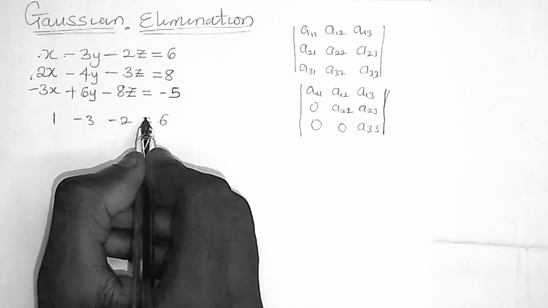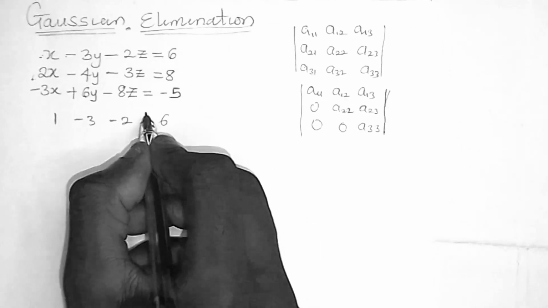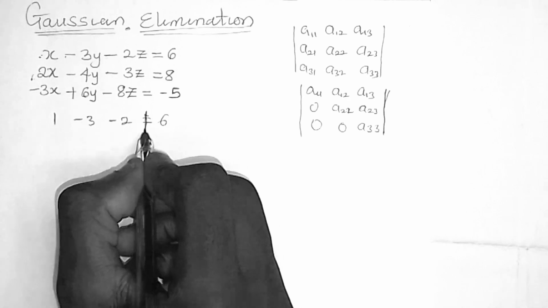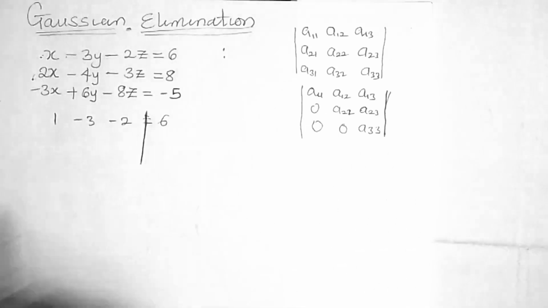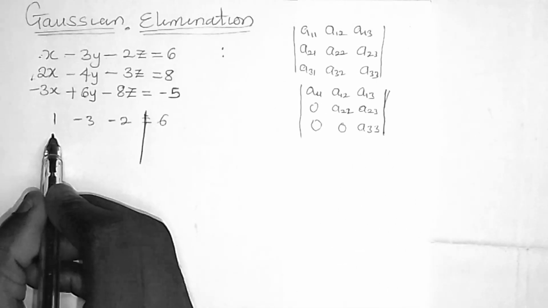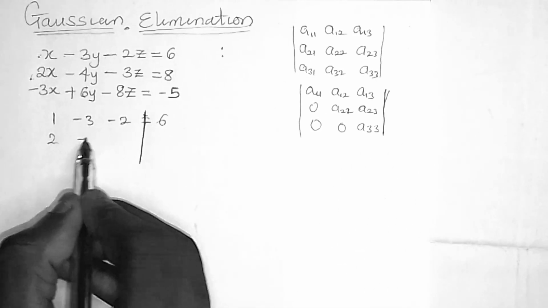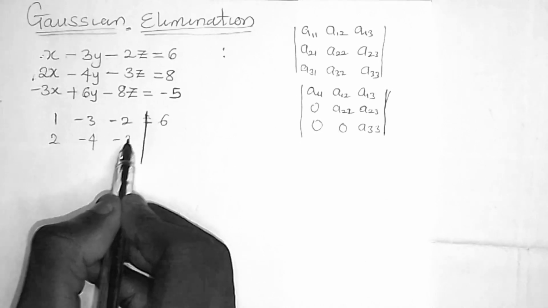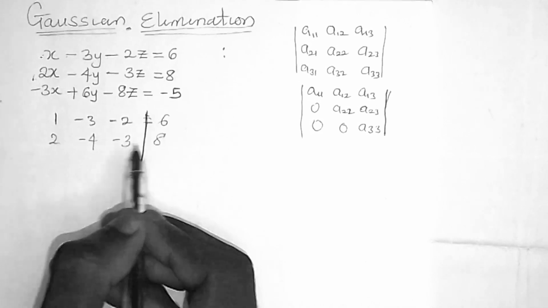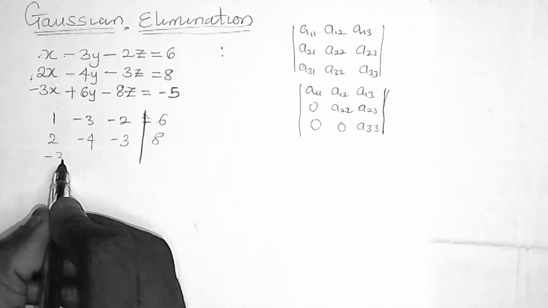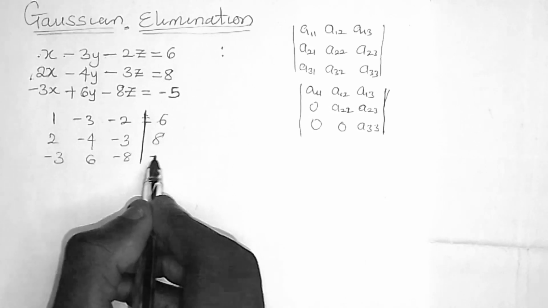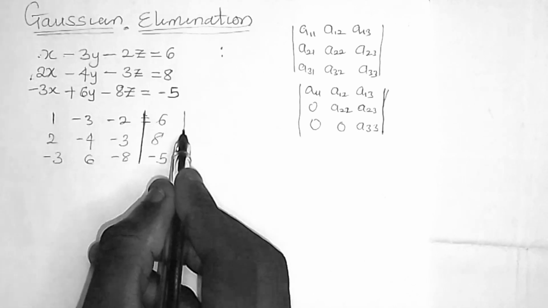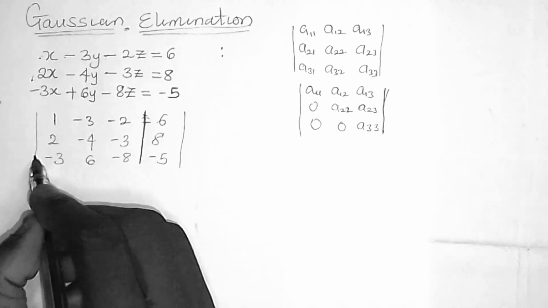So you can use it as equal to, or you can use it as a line like this. Some can use a dot like this, but I prefer to use the line. And then we have 2, minus 4, minus 3 and what? 8. This is minus 3, 6, minus 8 and what? Minus 5.